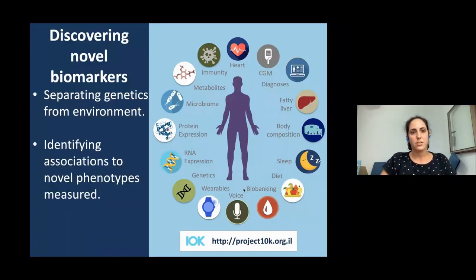Another method is to identify novel associations between phenotypes that we measure and the genetic risk for developing a disease. With it, we might identify new biomarkers that might explain the developing of the disease or perhaps other aspects of the disease itself.